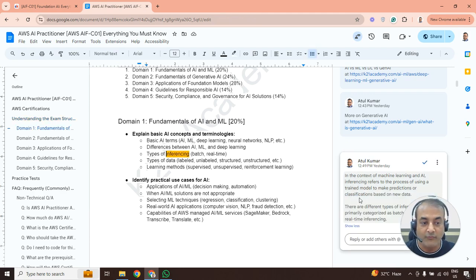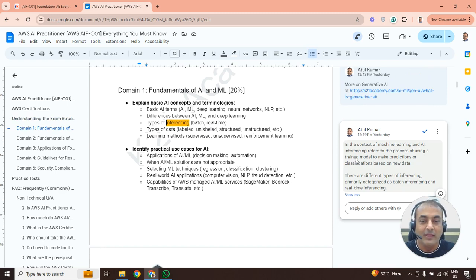And if you're not sure what inference means in the context of machine learning and AI, inference refers to the process of using a trained model. You have a model that you train, or companies have trained, like GPT or AWS's own models, and third-party companies who are building and training those models. Using those models to make predictions or classifications based on data is basically inferencing. So you will be understanding batch and real-time inferencing.